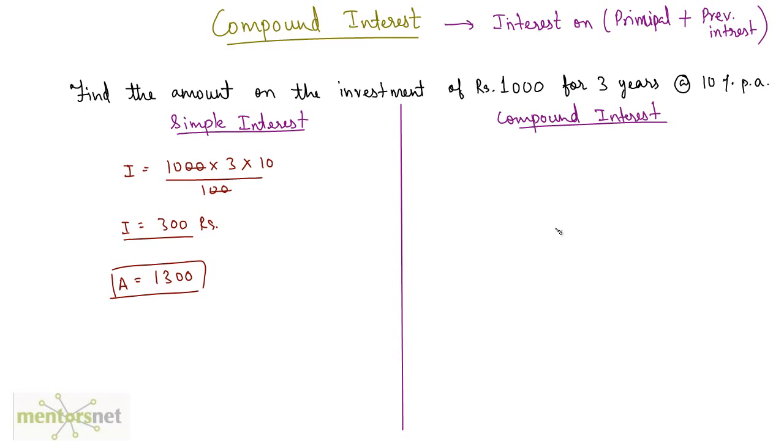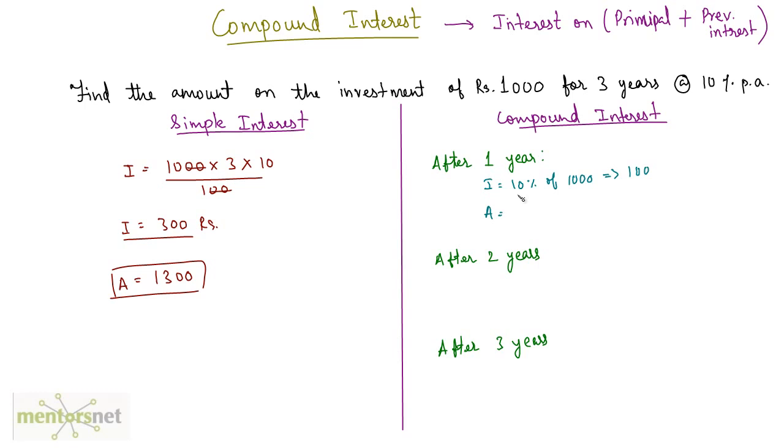Now let us turn towards compound interest. Compound interest is calculated for each year, right? So for the first year, the interest will be calculated on the principal plus the previous year's interest. Now for the first year there will be no previous year's interest, right? So the interest will be equal to 10% of 1000, since it is calculated at 10% per annum. So this will be equal to 100 rupees. Now the amount will be the principal plus the interest, 1000 plus 100. So 1100 is the amount after the first year.